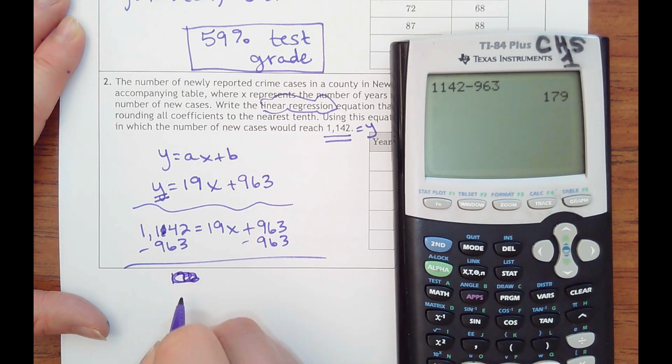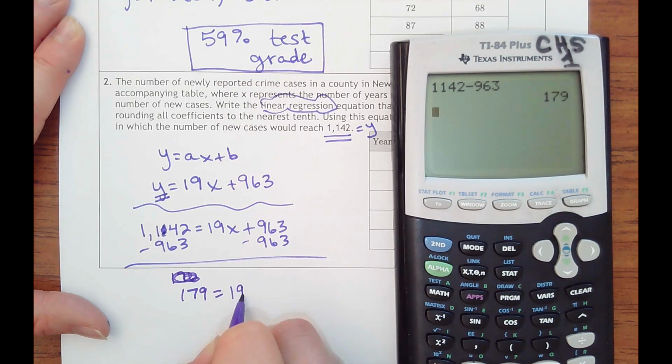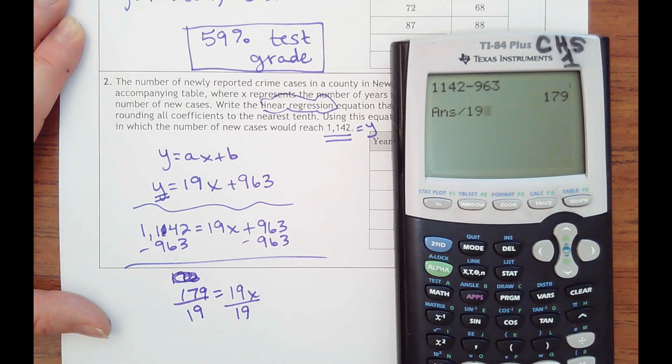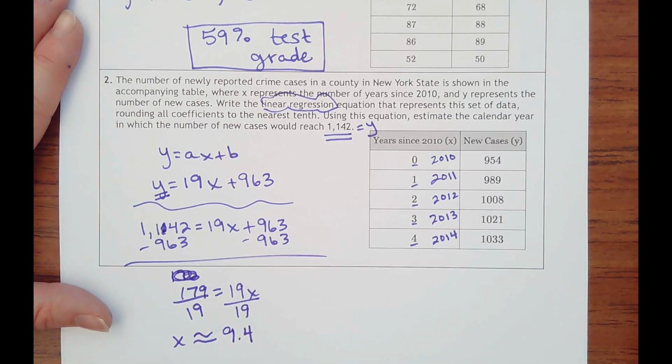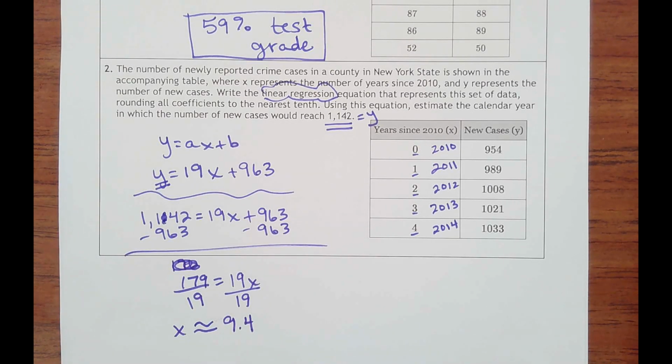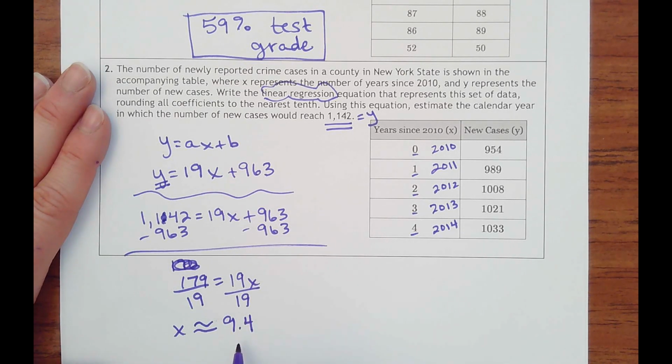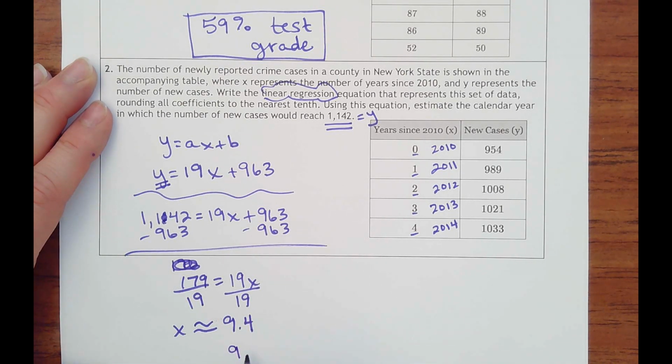Equals 19x, divided by 19. Okay, so I get about 9.4, but I can't say that's the year. They want the actual calendar year in which it happens. So I would think, okay, this is 9 years after 2010, which would equal 2019. And that's it.